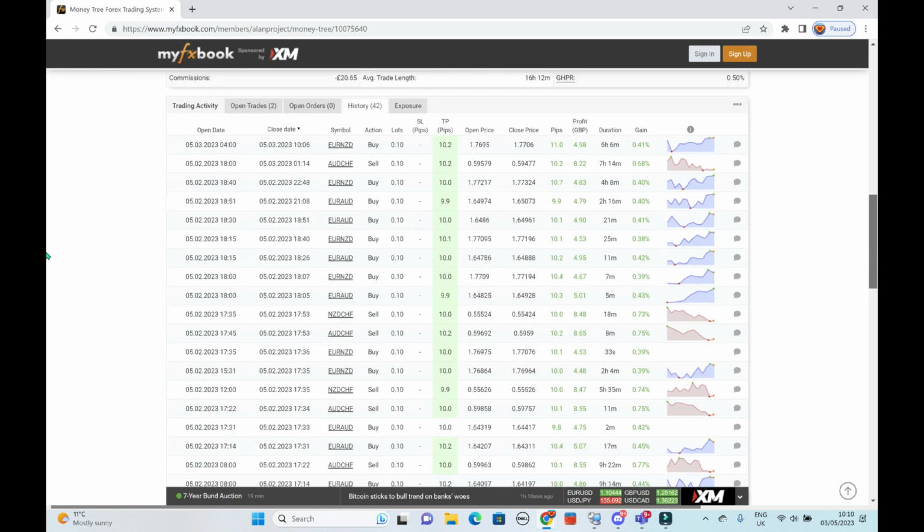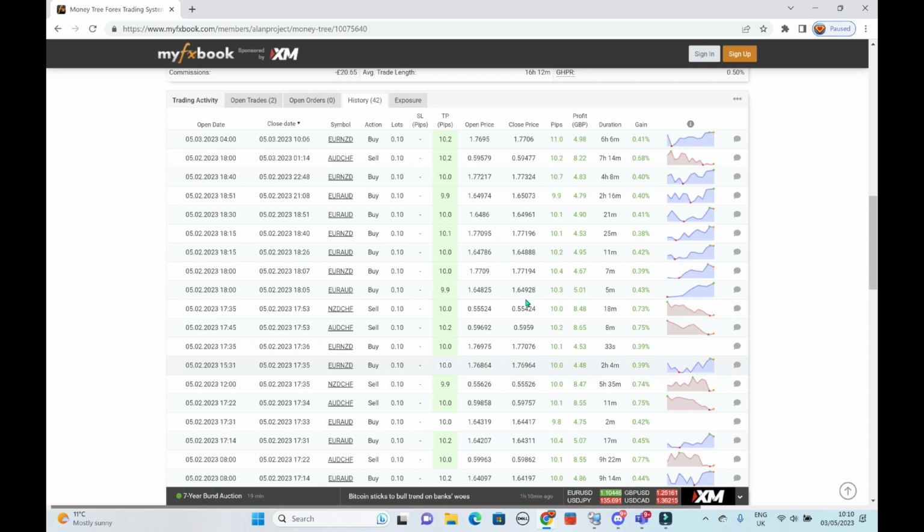We can see all the trades which happened yesterday. All winners. So yeah, I just thought this was a very interesting update. It's obviously got some quite clever algorithm, and it's just bagged a whole bunch of winners just in a span of a day. So yeah, really impressed so far.